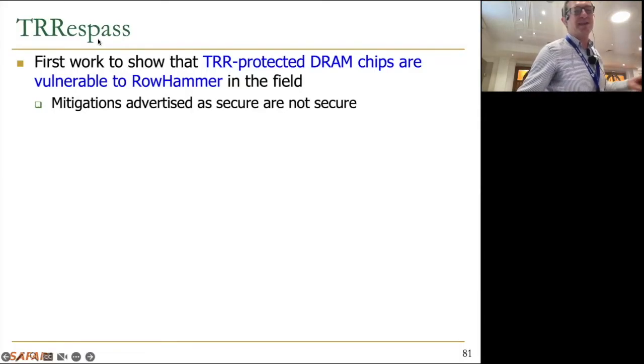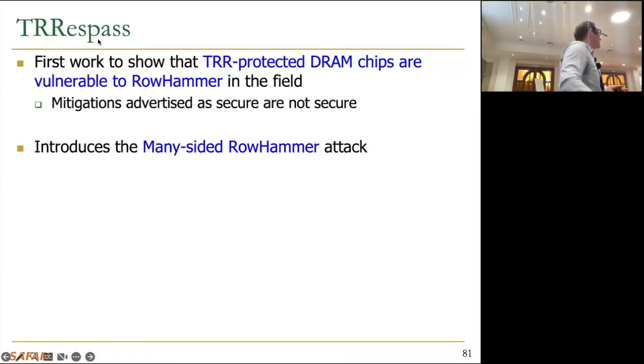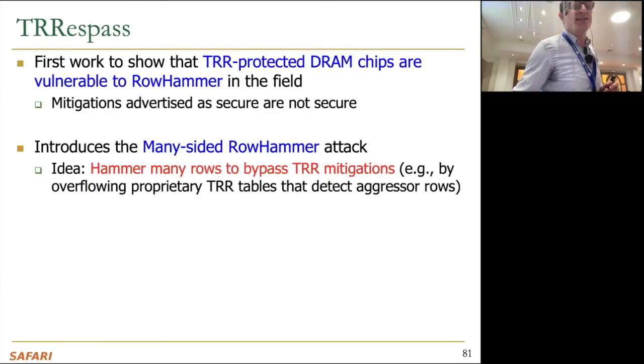So basically, we show that these are vulnerable. And the way we showed it was doing some reverse engineering. We reverse engineered the chips enough to understand what the mitigations are doing. And our hypothesis was that internally, DRAM chips had some tables to track aggressor rows, either probabilistically or deterministically.